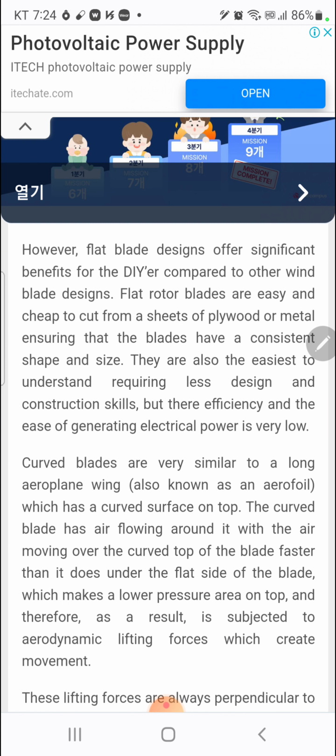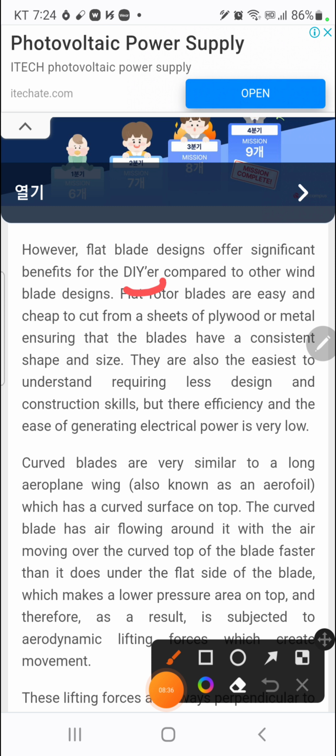However, flat blade designs offer significant benefits for the DIYer. That's good. We need to remember. See? D-I-Y-er. DIYer.